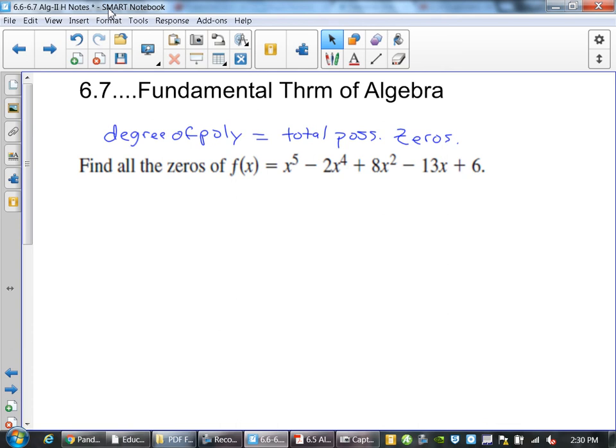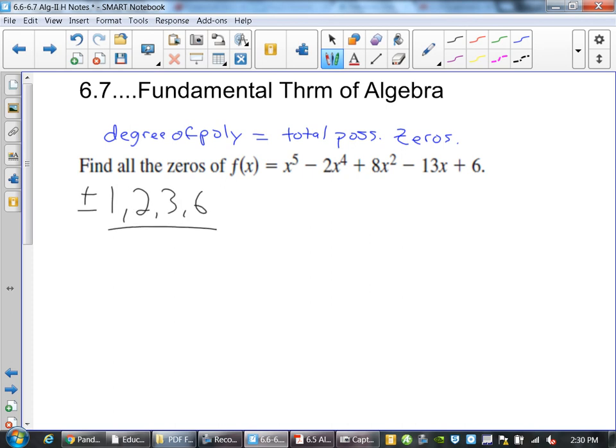All right, so like I said, the degree of the polynomial always tells you the total number of possible zeros, real and imaginary. In this case here, I've got x to the 5th minus 2x to the 4th plus 8x squared minus 13x plus 6. Fifth degree polynomial, how many total zeros can I have? How many changes of direction could I have? 4. Remember, changes of direction is n minus 1 degree. My tail here is 6, so my possible zeros are going to be plus or minus 1, 2, 3, and 6, all over 1. Fairly easy.